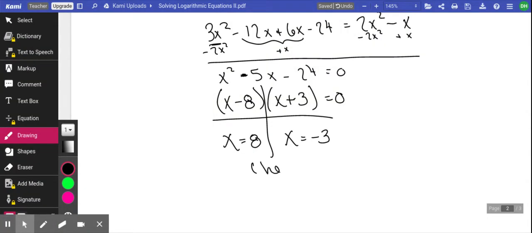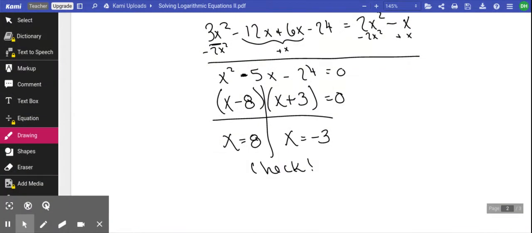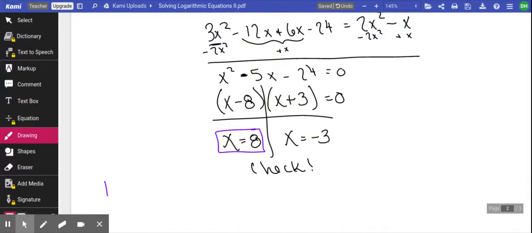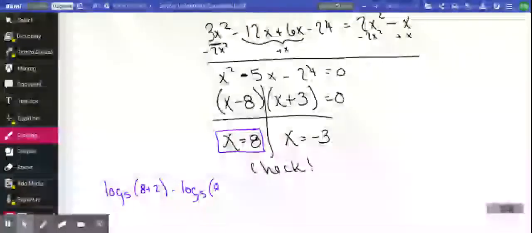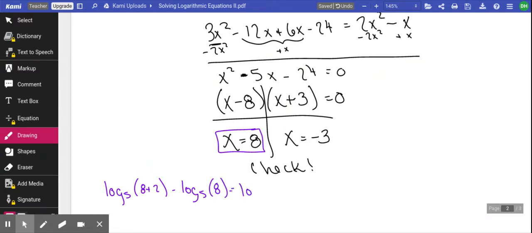Now let's go ahead and check these answers and see what happens. So let's say I go way back to the original here, and I want to substitute this positive 8. The first thing I've got is going to be log base 5, and it was originally x plus 2, so now it's 8 plus 2, minus log base 5 of just x equals log base 5 of 2x minus 1, so it'll be 2 times 8 minus 1, minus log base 5 of 3 times 8 minus 12.